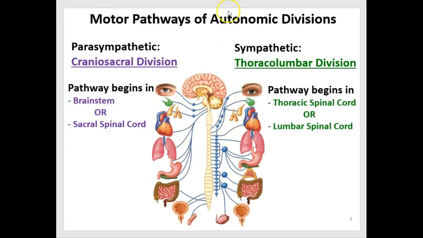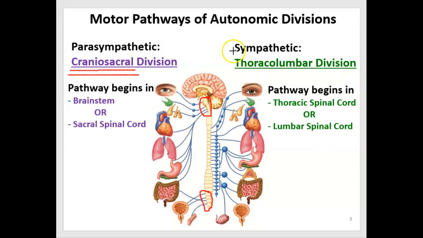So the parasympathetic nervous system begins only in the brainstem or in the sacrum. So it's shown here on your left. The first neuron will originate either in the brainstem or in the sacral spinal cord. Of course, in both locations, you've got multiple neurons. Therefore, it's often called the craniosacral division.